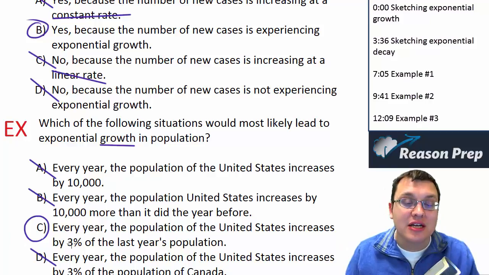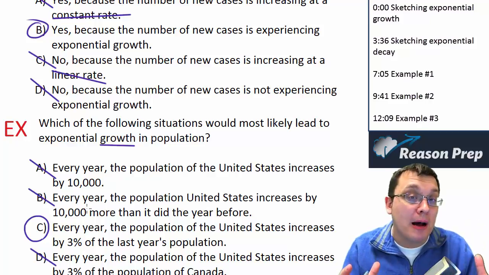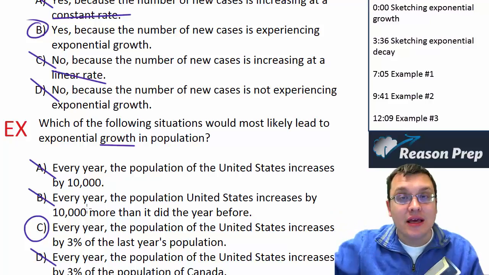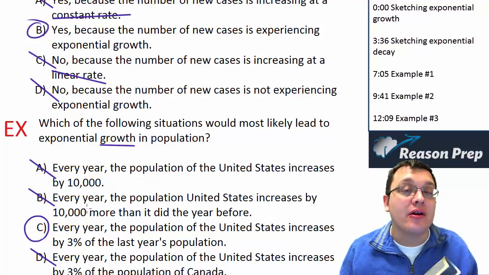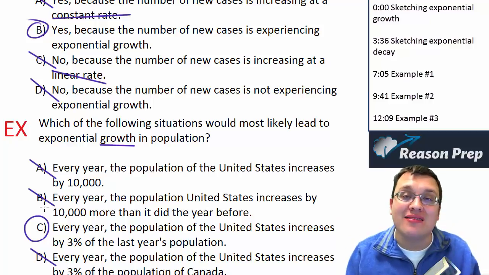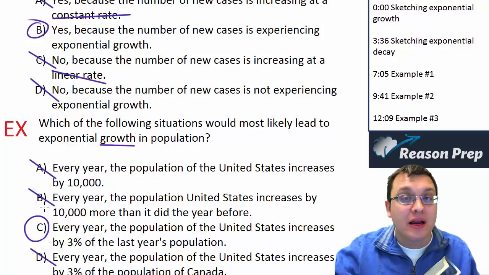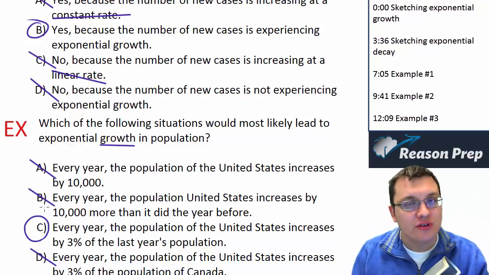Because why this is exponential is the next year this grows, it grows by 3%, but it grows by 3% of its new, bigger population. So that rate of change is going to increase rapidly as this thing goes on because it's increasing by bigger and bigger and bigger amounts every year, not just a flat 10,000, because eventually that flat 10,000 is not really going to mean anything. But that 3% is going to get bigger and bigger and bigger as the number itself gets bigger, which is why we get something exponential for choice C.